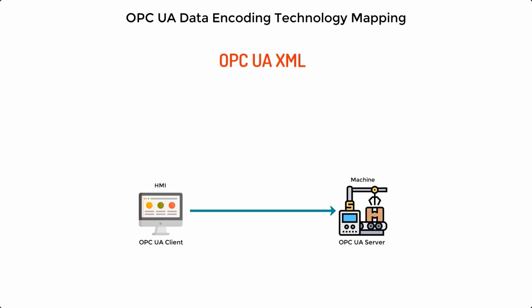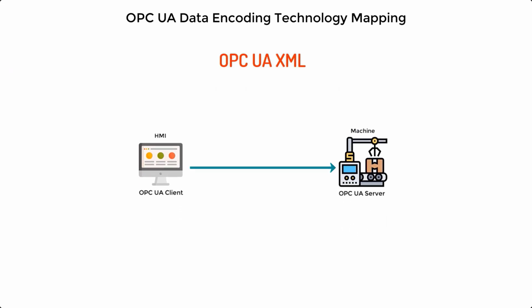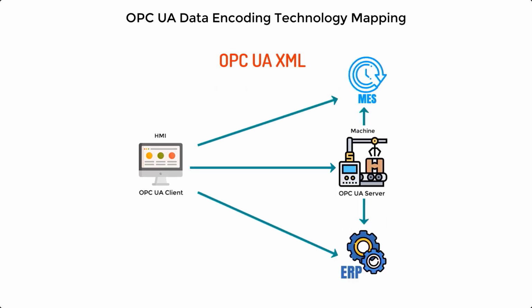So moving on to XML encoding. There are some instances where performance must be traded for interoperability. And it is in situations like that where OPC UA XML encoding can be chosen over binary encoding. Reason being that XML is a format that can be easily consumed by many applications at both operations and enterprise levels. And more importantly, it can be understood even by humans.